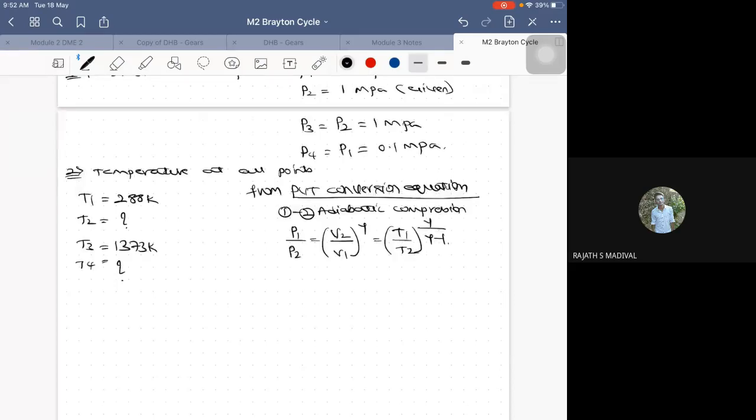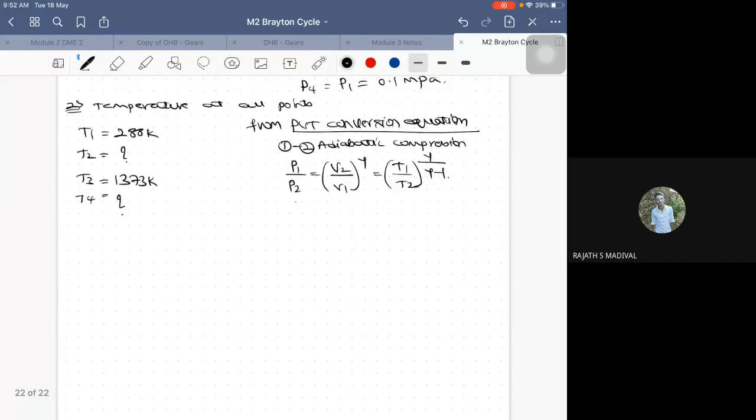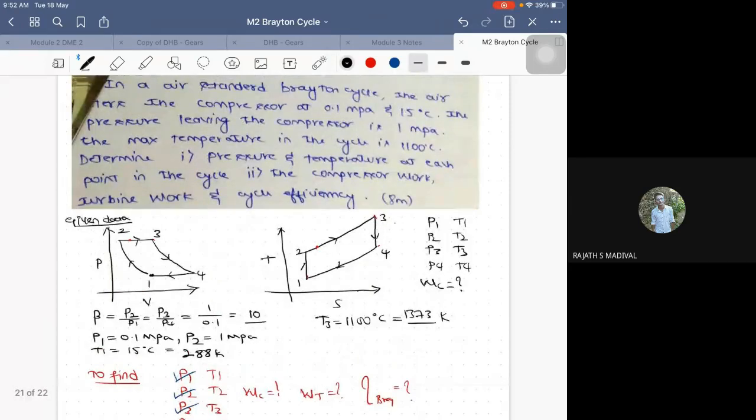P2 by P1 is beta. So P1 by P2 is 1 by beta, that is equal to T1 value was 288 divided by T2 value, which you have to find out. And has gamma value been given in the problem? No, sir, not given.